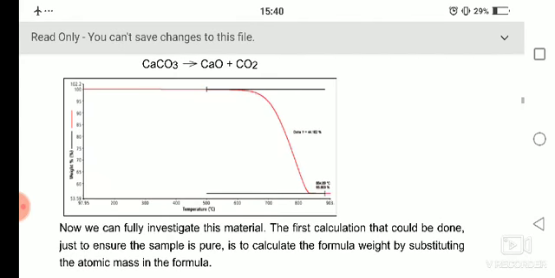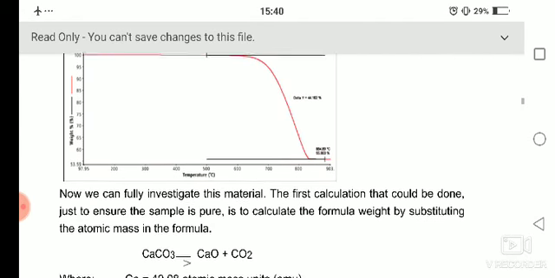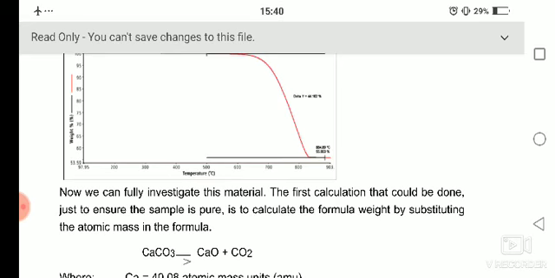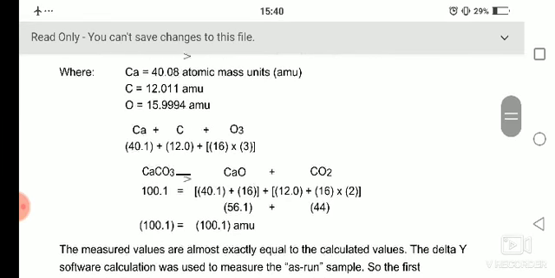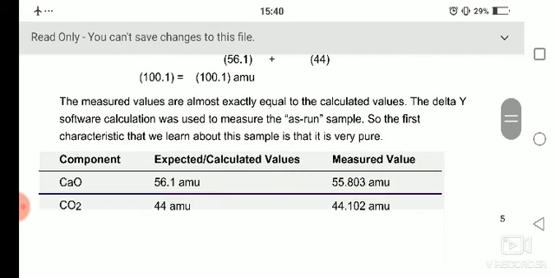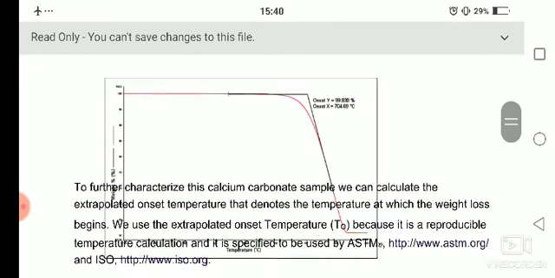The first calculation could be done just to ensure the sample is pure. The formula weight is calculated by substituting the atomic masses in the formula. The measured value is almost exactly equal to the calculated value. The Delta software calculation was used to measure the as-run sample.